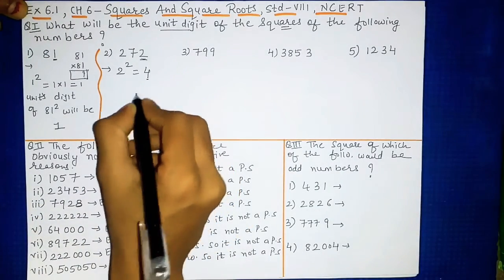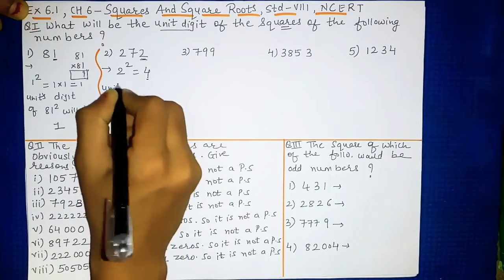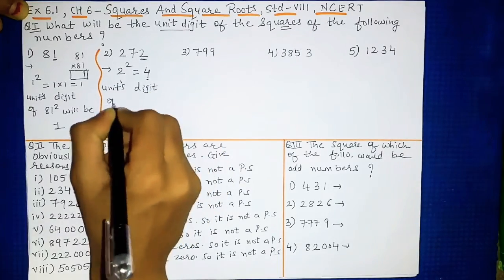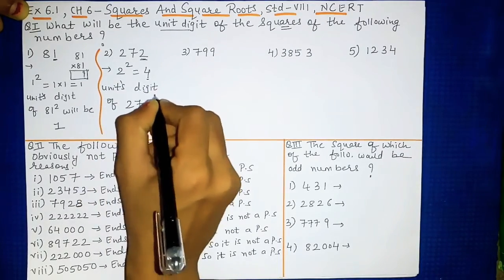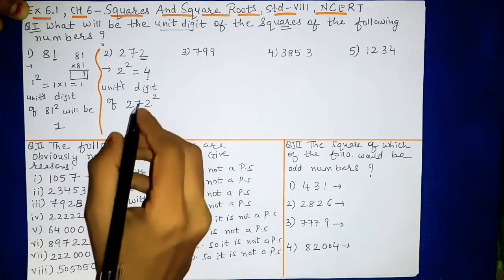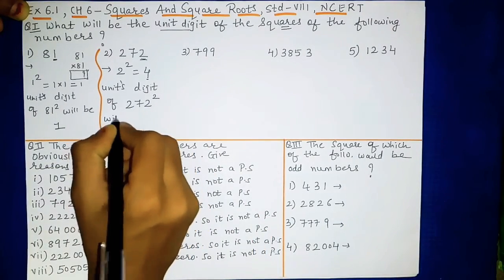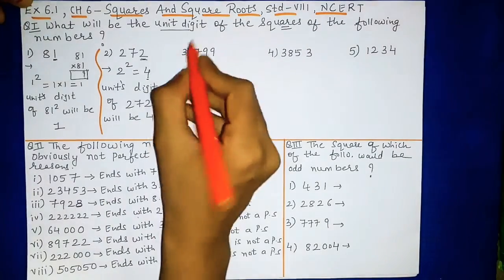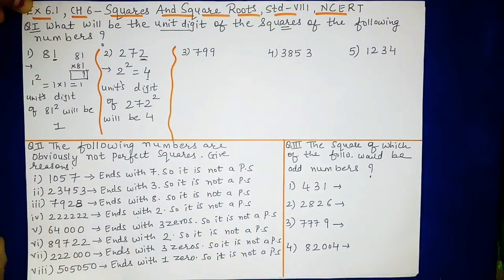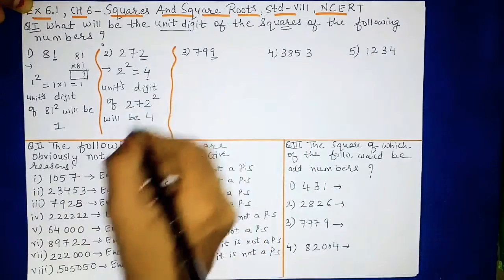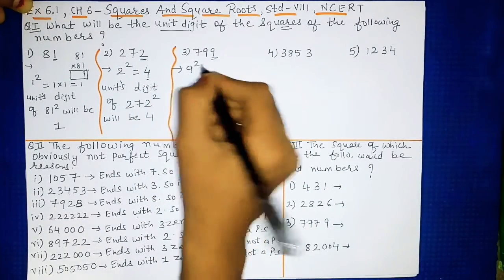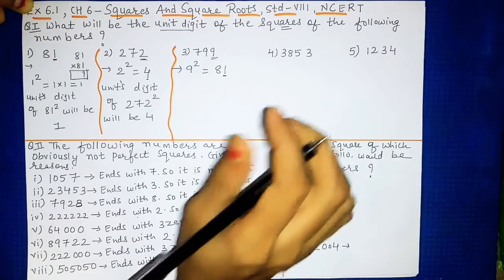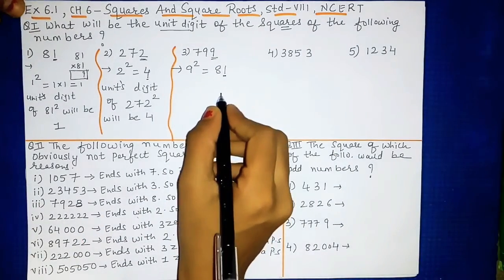So here you can write that the units digit of 272 square, the square of this number, when you do it, will be 4. So directly you can say by simply squaring the last digit. Now here the last digit is 9. So we will do 9 square. So 9 square is 81. We have to only see the last digit. So in 81 the last digit is 1.